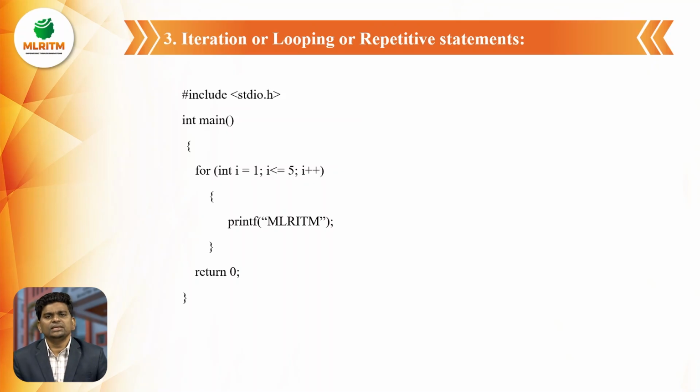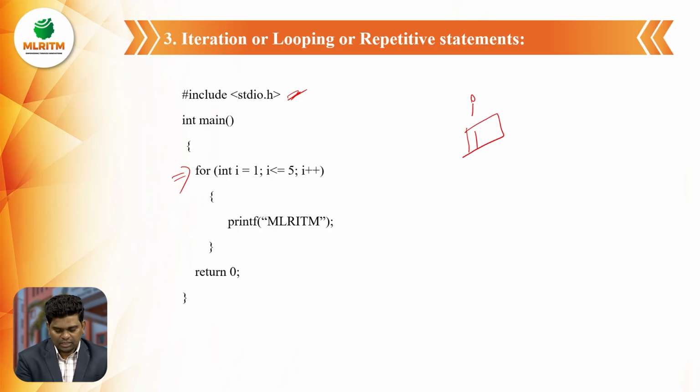So here is a simple for loop example. As usual, we start with the header files, then we have one main function, and then we have the for loop directly. When the compiler reaches the for loop, first it will execute the initialization part. What is the initialization part here? i is equal to 1, which means the value 1 is assigned to the variable i.